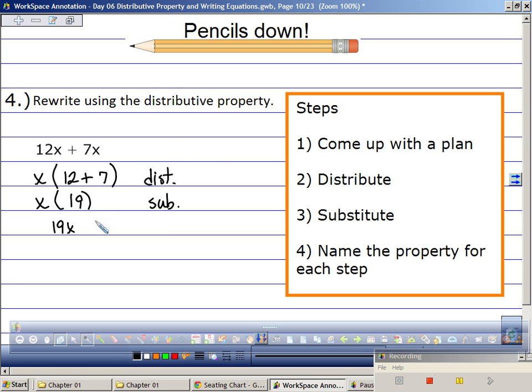No. Associated means what? Associating with somebody new, right? Associating with somebody new? Yes. Commutative property. Well done. I can move, right? They can move places. Good job. So there's our answer.